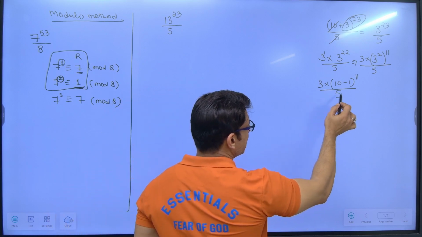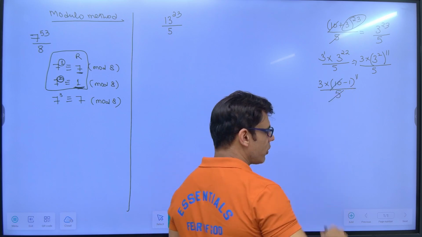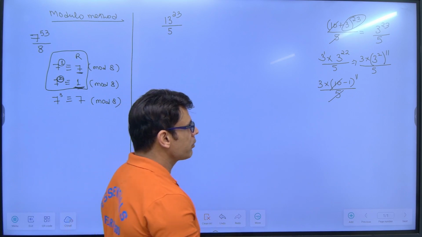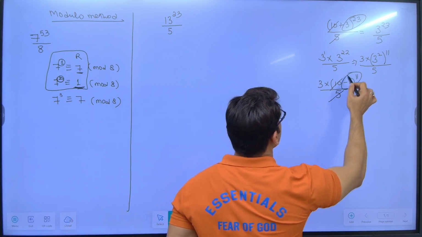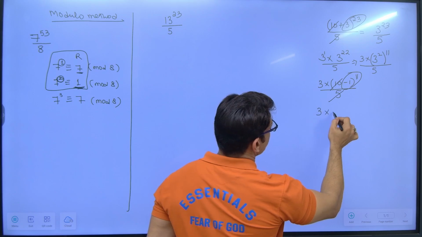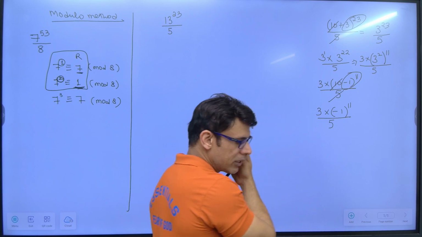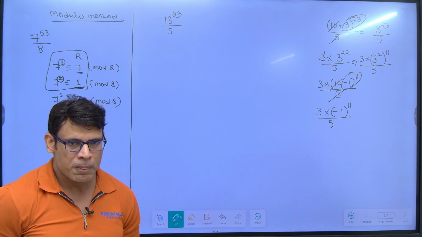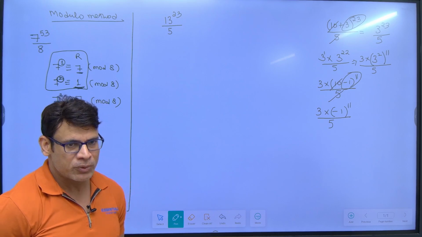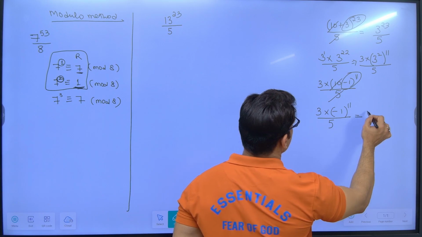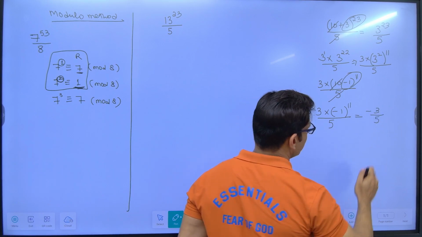Forget this 3, don't worry about it now. 5 will cancel all integral multiples of 10, or not? What it will not be able to cancel is 3 into minus 1 raised to the power 11 divided by 5. What is minus 1 raised to the power 11? Minus 1 into 3, minus 3. So how much is the whole thing? Minus 3 by 5.